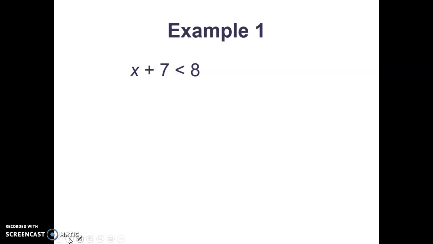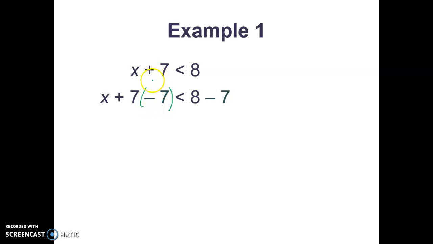Let's take a look at this example. x plus 7 is less than 8. We want to solve for x. Just like when we're solving x plus 7 equals 8, we need to follow the same steps. We need to get this x by itself. Now right now what's happening to the x is that it's got 7 being added to it. We want to get rid of that 7, and the way that we get rid of a positive 7 is by subtracting 7, which you can see here.